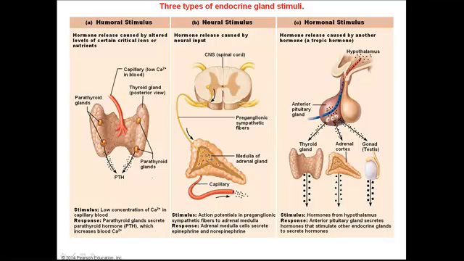So, to stimulate one of these glands to actually secrete its hormone, there are three different mechanisms. So these are the three mechanisms: humoral, neural, nervous system, right, or hormonal. Okay? So in the humoral, the humors are the liquids in your bodies. So these hormones are released by altered levels of certain critical ions or nutrients.